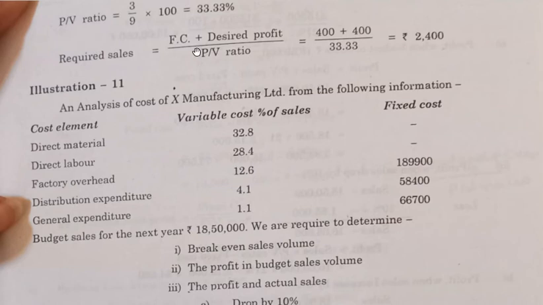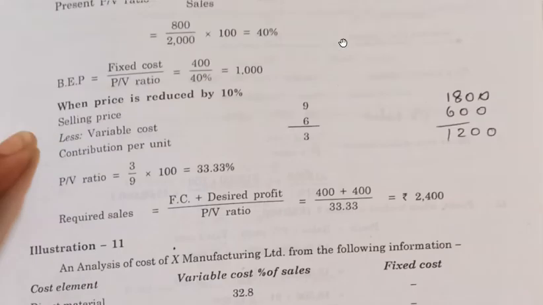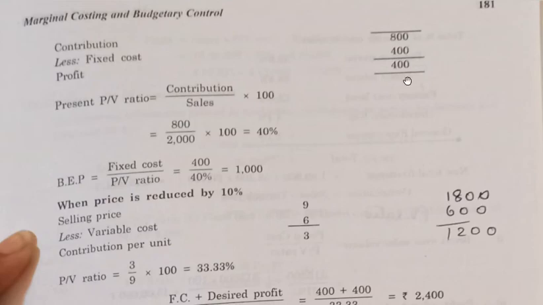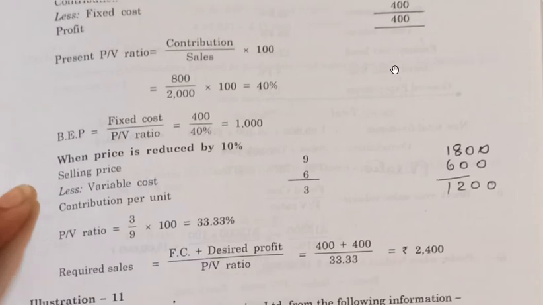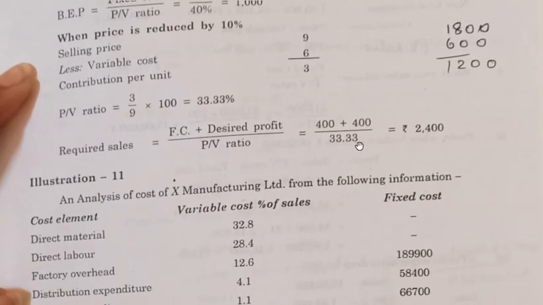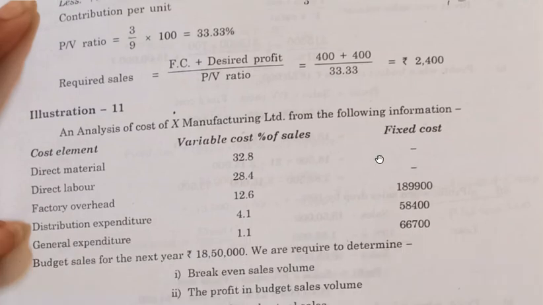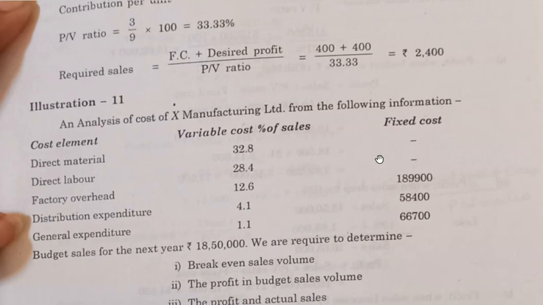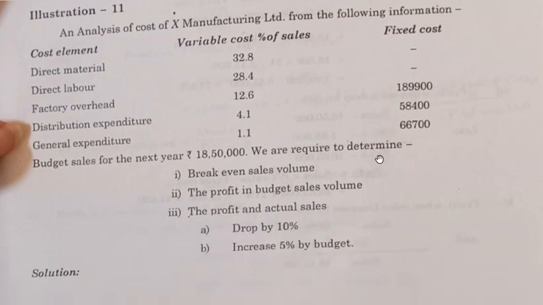So the formula is fixed cost plus desired profit divided by PV ratio. So your fixed cost is how much? 400 rupees, plus desired profit is how much? 400 rupees, because last time without reducing the selling price we got 400. So this time also we are expecting 400 rupees, divided by what is the current PV ratio? 33.33%. So your required sales to be done is 2400.